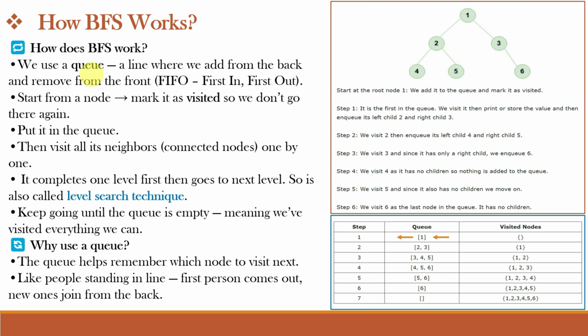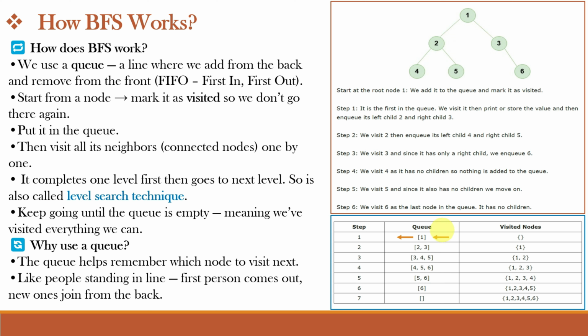We use a queue, that is a line, where we add from the back and remove from the front. And this is also known as FIFO, that is first in, first out. So in the queue, we add from the back and remove from the front. Let us understand using a simple example. This figure shows a tree with node 1 at the top, which is our starting point. Node 1 is connected to node 2 and node 3. Node 2 is further connected to 4 and 5, and node 3 is connected to node 6. We will now explore this tree using BFS step by step.